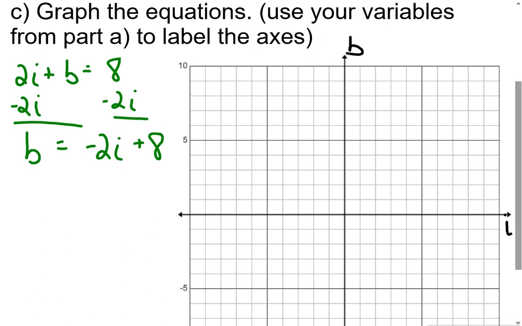So my y-intercept is 8. 1, 2, 3, 4, 5, 6, 7, and 8. And my slope is negative 2, so I can rise 2 and go 1 to the left, or go down 2 and 1 to the right. Continue that process until I am all the way to the edge of my graph.